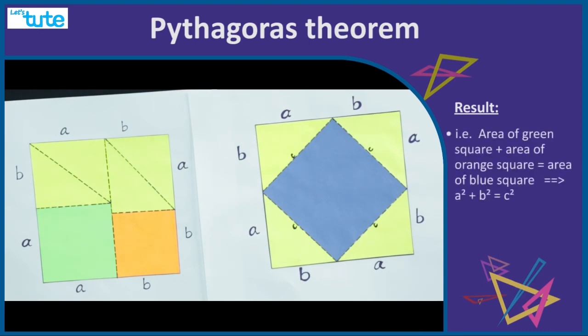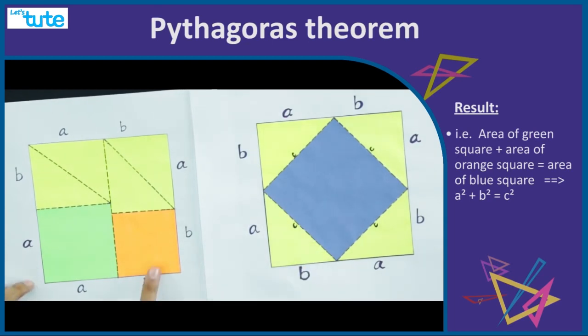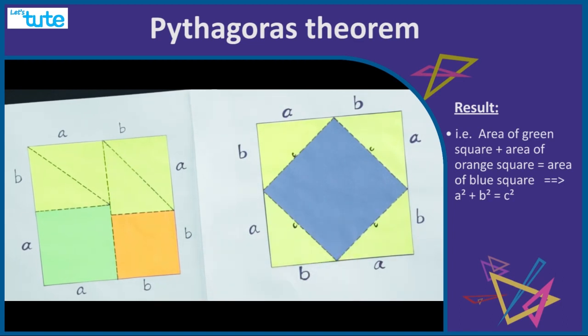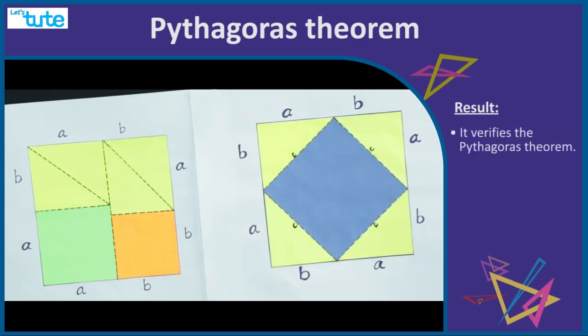That is, area of the orange square plus area of the green square equals area of the blue square. Now, since the area of the green square is A square, of the orange square is B square, and of the blue square is C square, we can say that A square plus B square equals C square. Therefore, A square plus B square equals C square. This verifies the Pythagoras theorem.